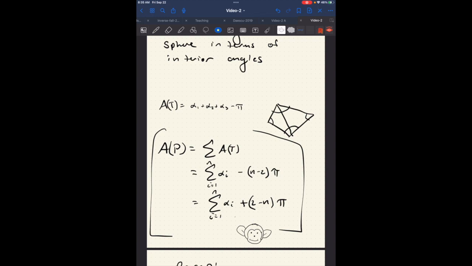So we get this nice formula for the area of a polygon on the sphere in terms of the interior angles, and we'll use this to compute curvature later on.